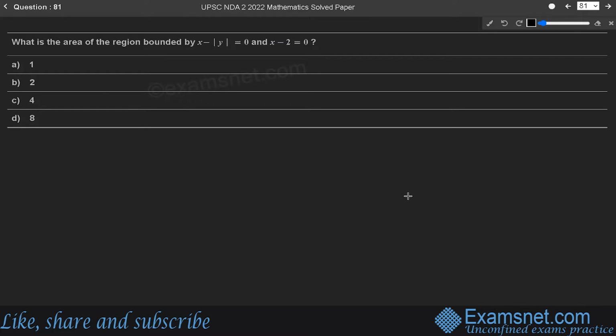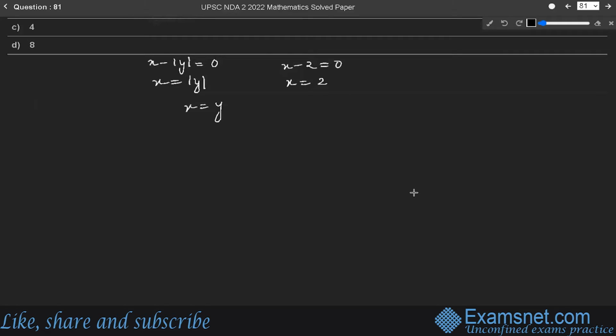What is the area of the region bounded by x minus mod y is equal to 0 and x minus 2 is equal to 0? So x will be equal to mod y and x will be equal to 2. Also, we can say that x will be equal to y. Now let us make the required diagram for this question. Since x is equal to mod y, then y is equal to x will be here. And it is given that x is equal to 2.